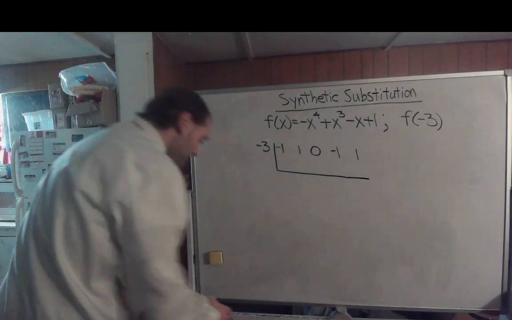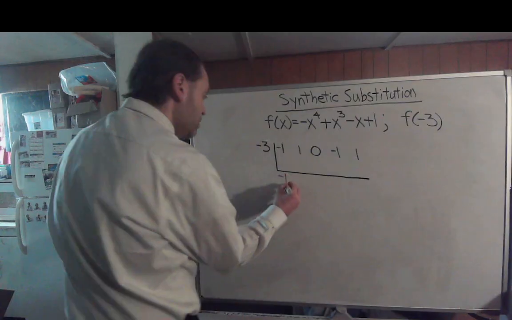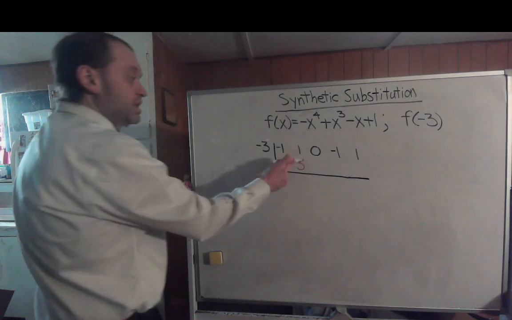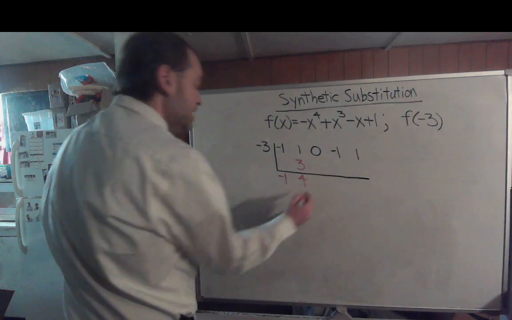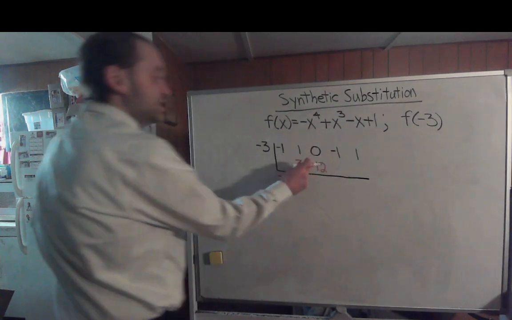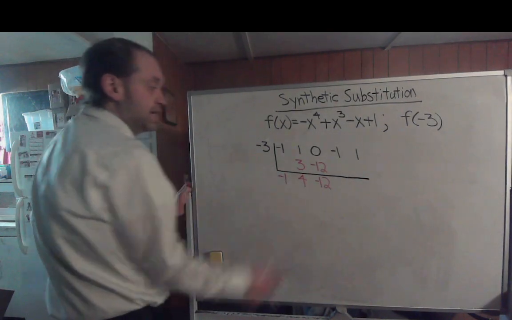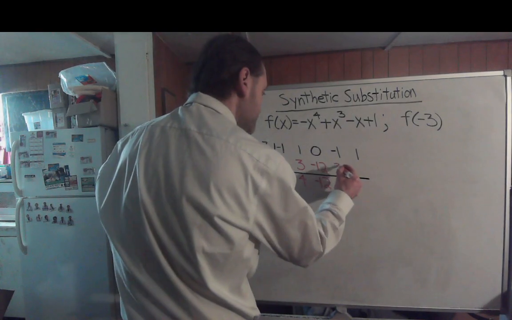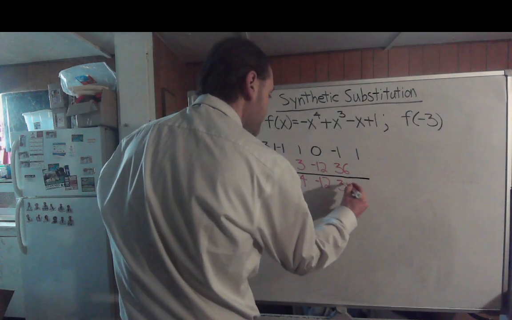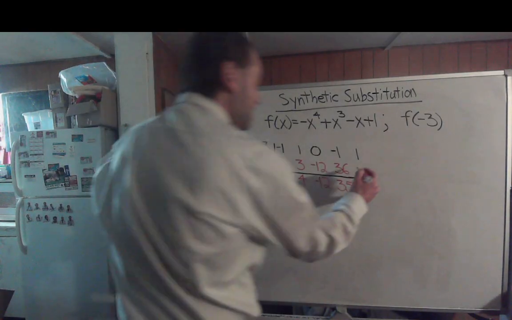Alright, so we've got it all set up now. Let's go ahead and begin. So bring down that negative 1 from up top. What is negative 3 times negative 1? That's positive 3, right? 1 plus 3 is going to be 4. Now, what's negative 3 times 4? Well, that's negative 12. 0 plus negative 12 is negative 12. So, all right, negative 3 times negative 12 is what? That's positive 36. Negative 1 plus 36, that's going to be positive 35. And then you have negative 3 times 35, that would be negative 105.